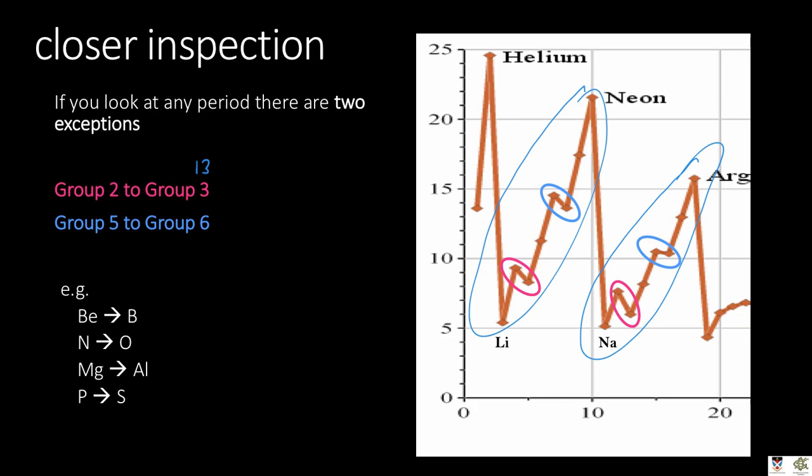And then we see the same thing happening when we go from the element in group 5 or 15 to the element in group 6 or group 16. The specific elements that we find in those positions on the periodic table will be beryllium to boron for that first part there in period 2, and then the second part here is when we go from nitrogen to oxygen, and then in period 3 it's when we go from magnesium to aluminium, and then we go from phosphorus to sulfur. So how do we explain these drops in ionization energy?